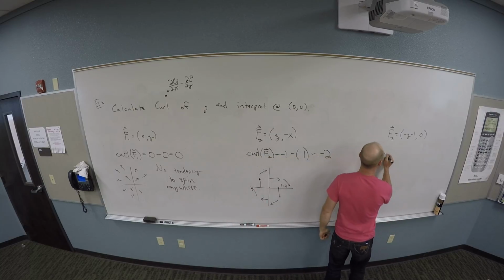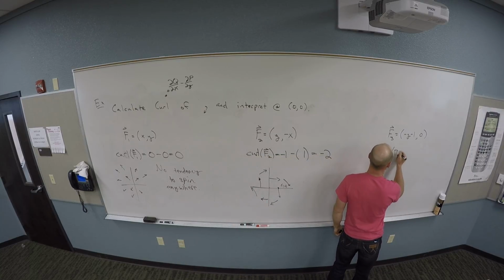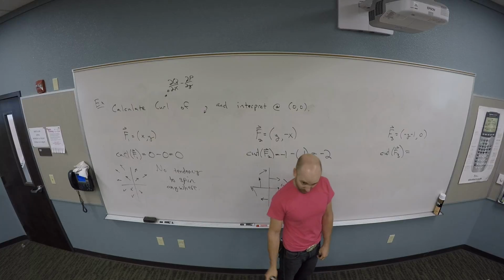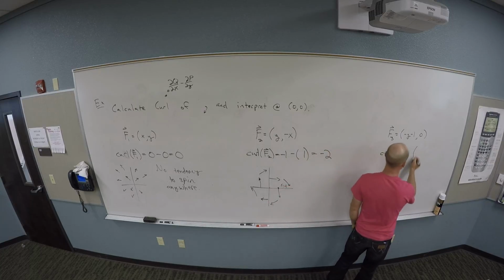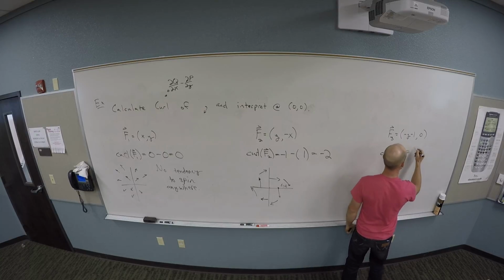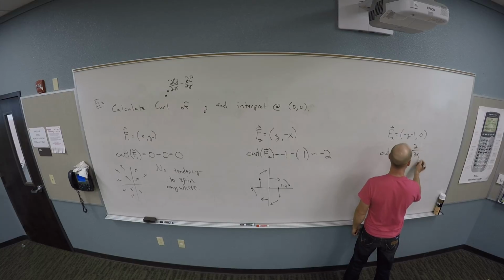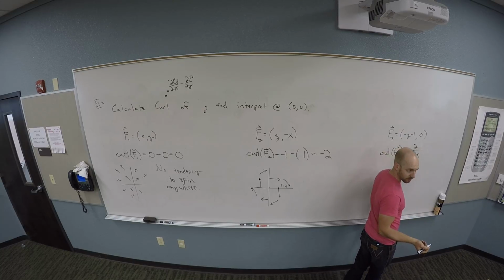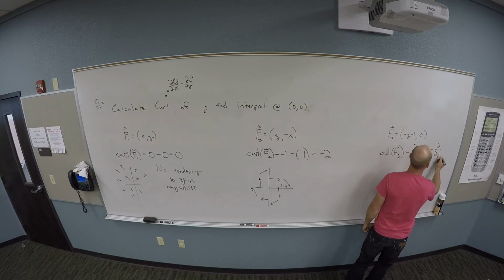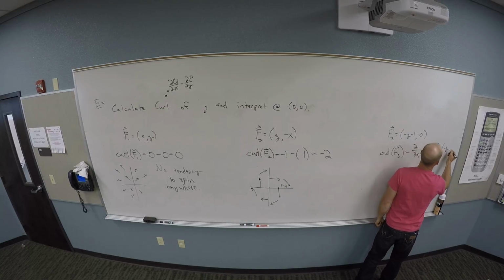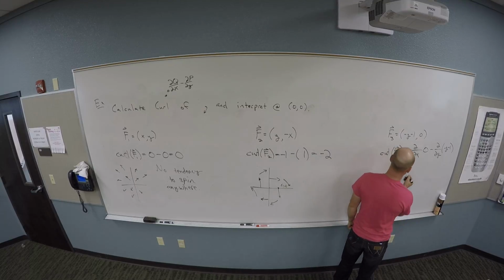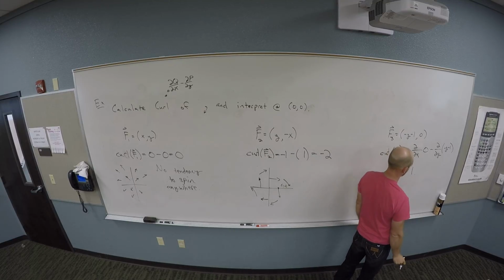F3. Calculate the curl of F3. This one's going to be weird, right? So this is the vector field minus y minus 1 comma 0. So I need the partial with respect to x of Q, which is 0, and then I need the partial with respect to y of negative y minus 1. So it's plus 1. Yeah, it's just plus 1. That reads like I got 1.